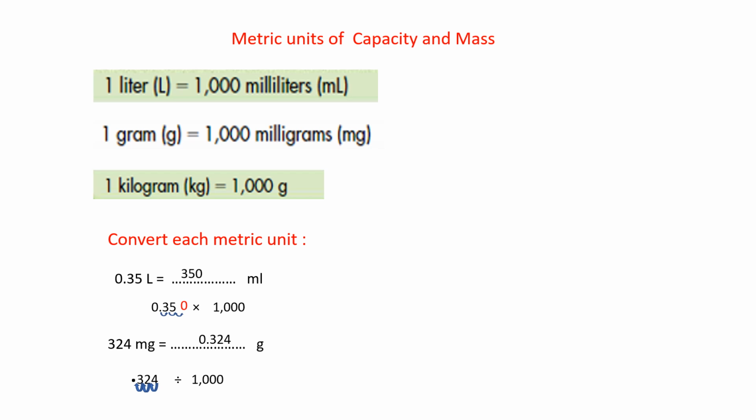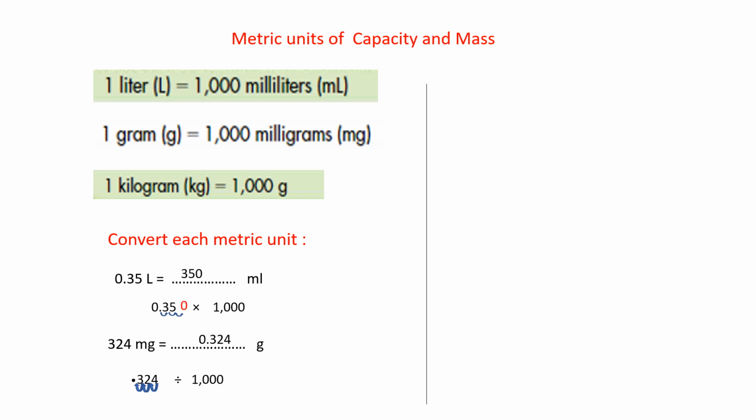Again, 324 milligrams to grams. What will I do? Only divide by 1000, because from small to large, you have to divide. And with dividing by 1000, I will move the decimal point to the left. How many movements? 3 movements. So the decimal point must be before 3. So the answer must be .324, but the answer doesn't make sense. So you have to put 0 on the left, which will be 0.324 grams.